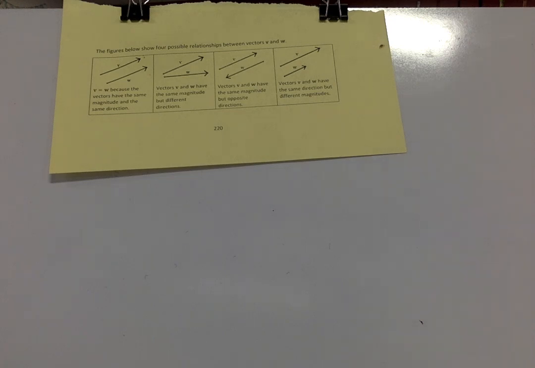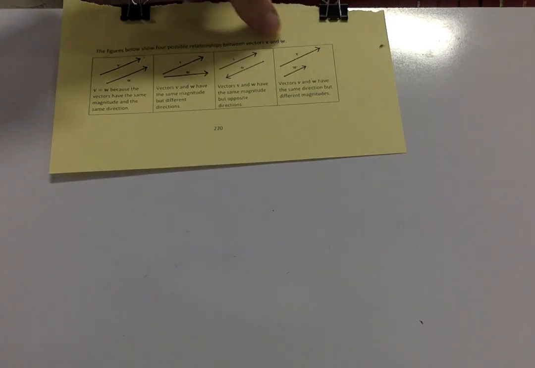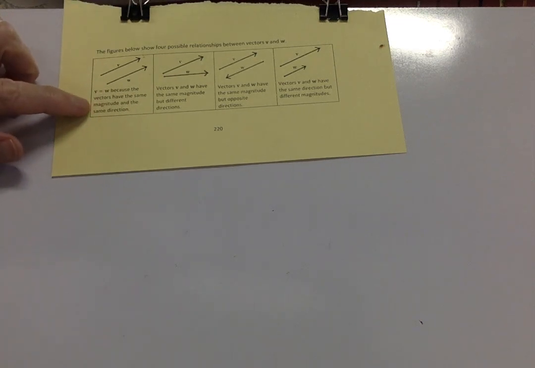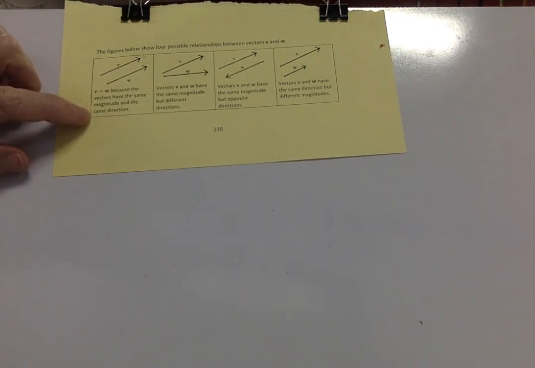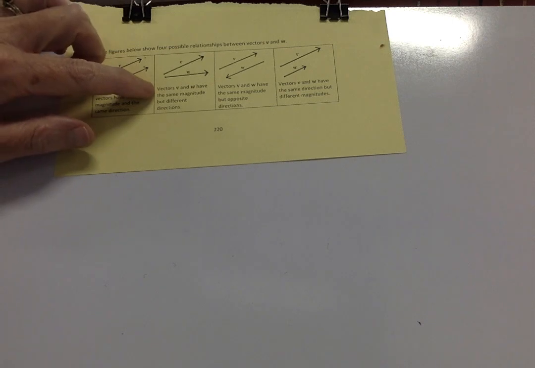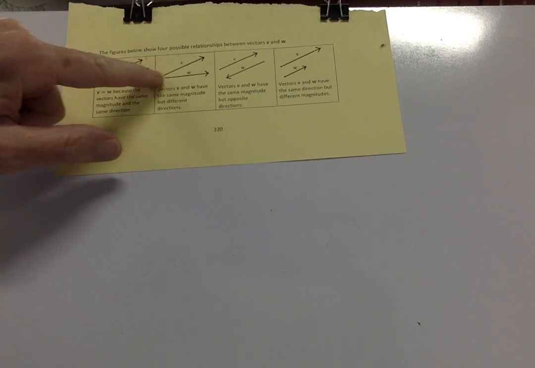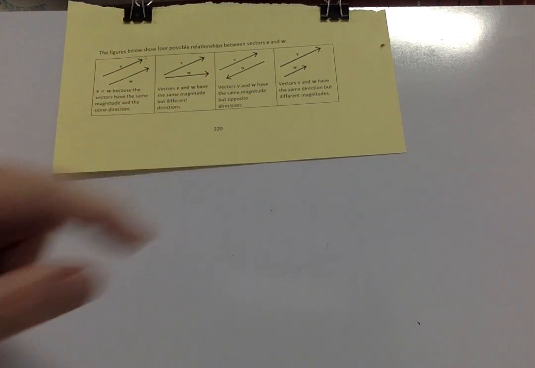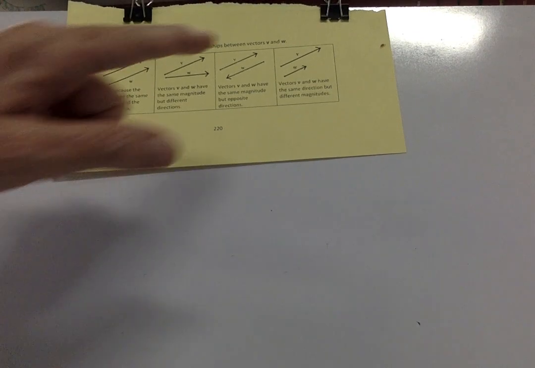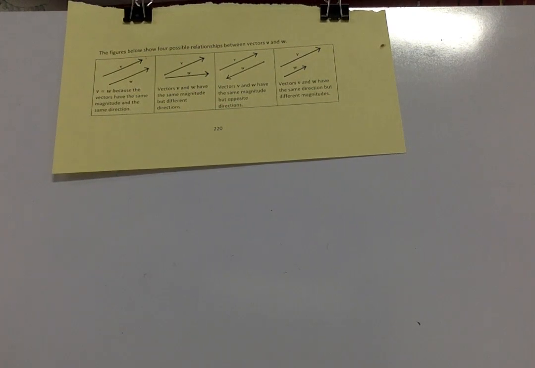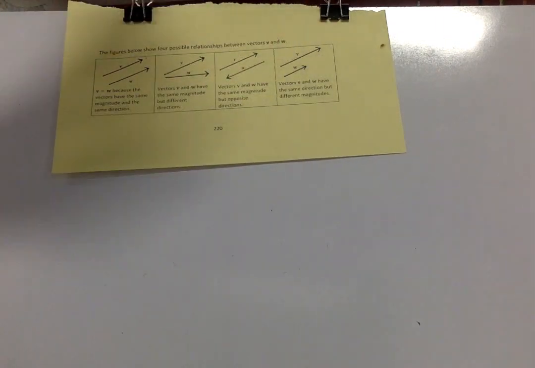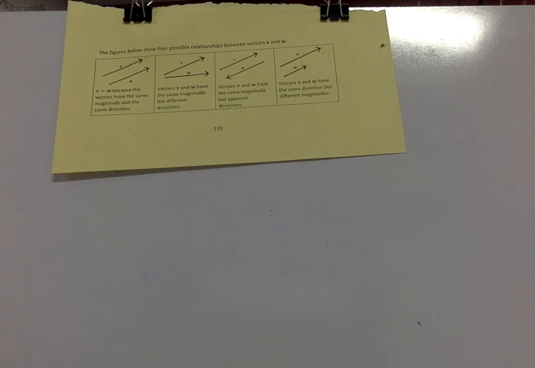There are 4 possible relationships between vectors v and w. They can be equal because the vectors have the same magnitude and the same direction. Vectors v and w have the same magnitude but different directions. Vectors v and w have the same magnitude but opposite directions. And vectors v and w have the same direction but different magnitude, so one's smaller than the other one. You can think of magnitude a little bit like length, even though it's not exactly the same thing.